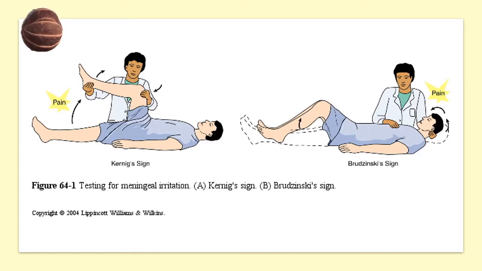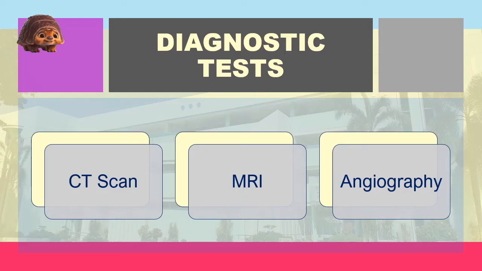So class, this is how you test for your Kernig sign and then your Brudzinski sign. Okay, so once there is pain, class, that could not be tolerated by the patient, you need to continue to perform your passive range of motion exercise. Okay, so diagnostic tests, we are still into CT scan, MRI, and angiography. Okay, between the three, it is your angiography, class, that would have more detailed imaging of the blood vessels.